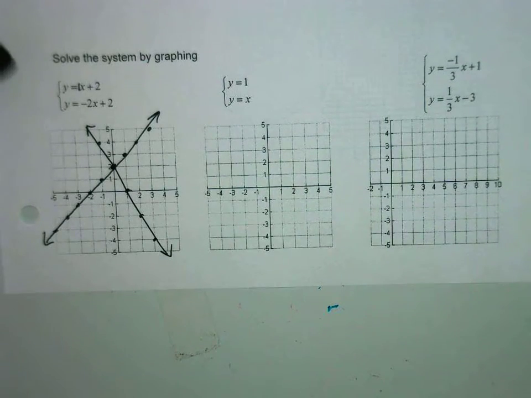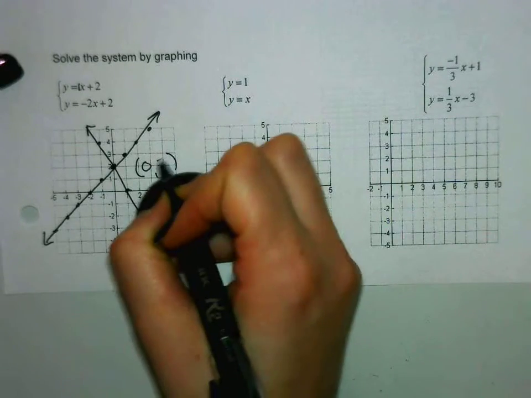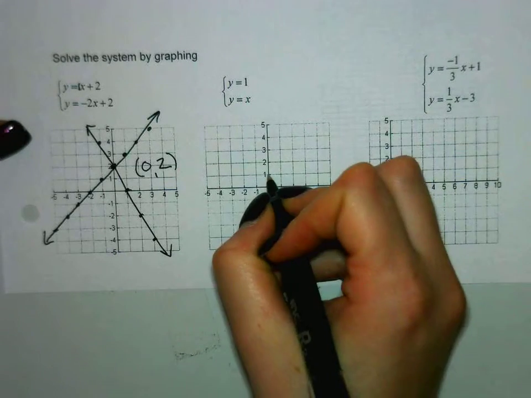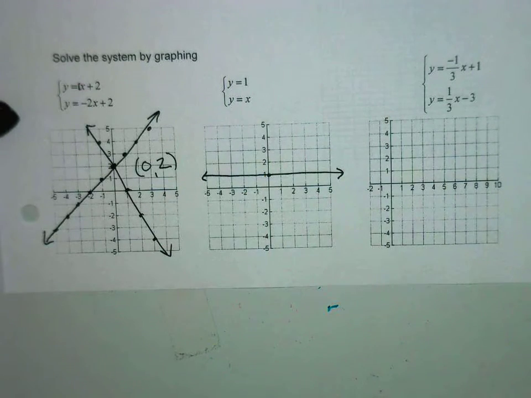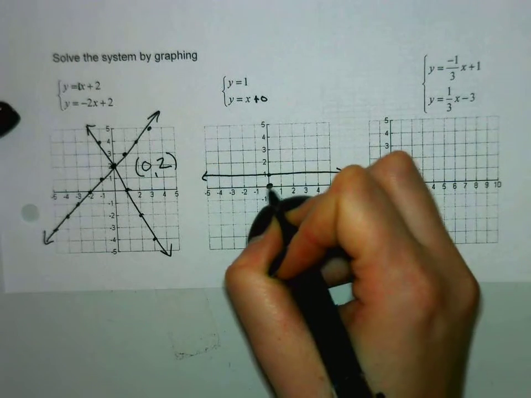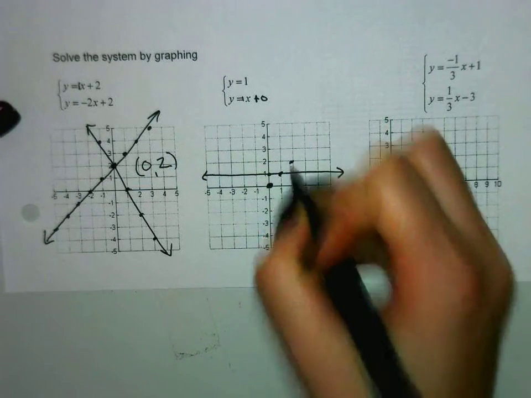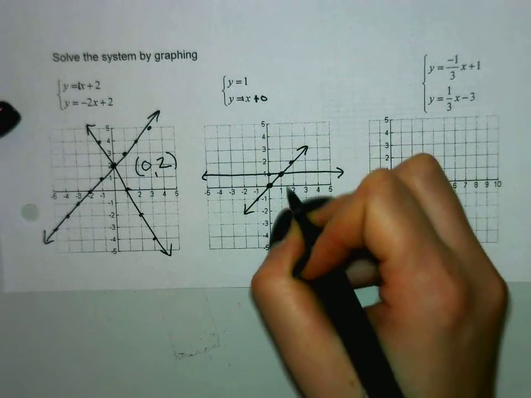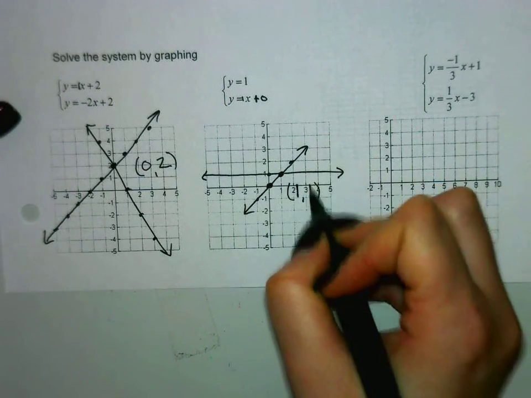So our solution to the system of equations is where they intersect, which on the x-axis is at 0, and on the y-axis we're at 2. So let's look at our second one. y equals 1. That means we have our horizontal line that intersects the y-axis at 1. y equals x, and there's plus 0 there, so our y-intercept is at 0, and our slope is a positive 1, so we're going to move up 1 to the right 1. Remember, our solution is where they both intersect. They intersect at a positive 1 on the x-axis and a positive 1 on the y-axis.